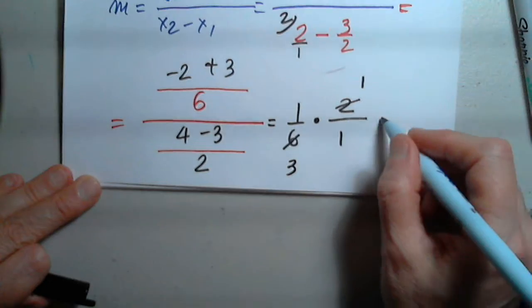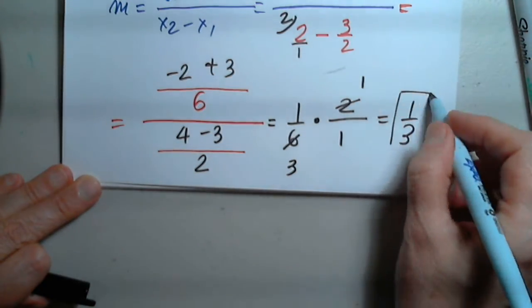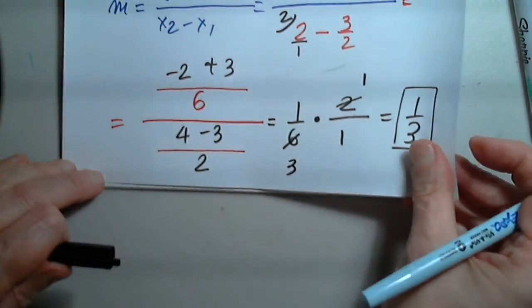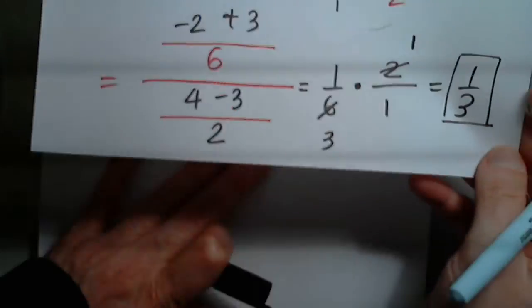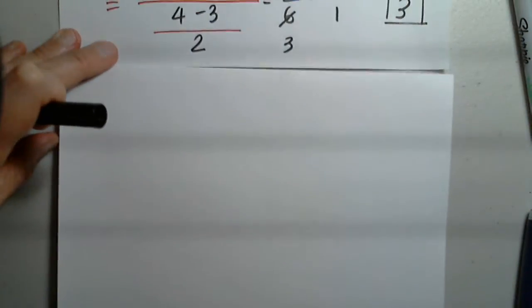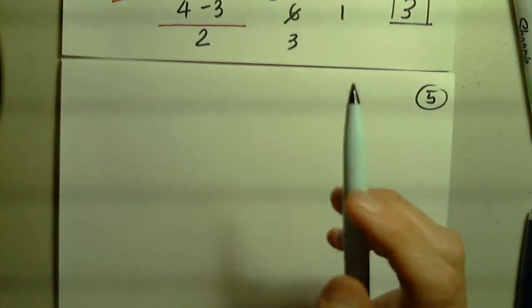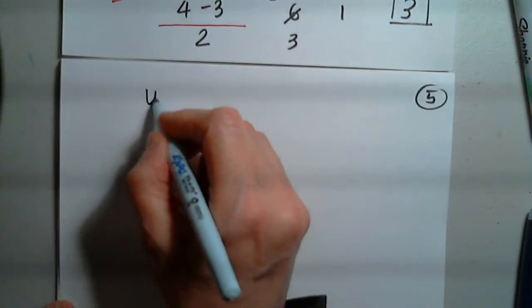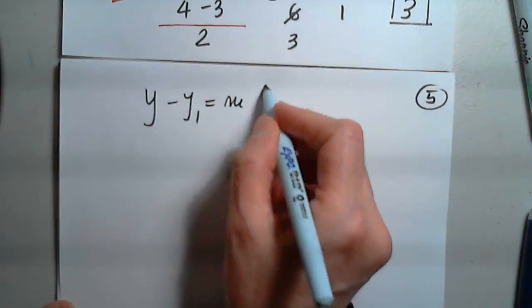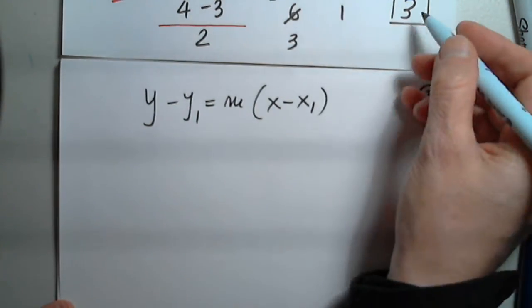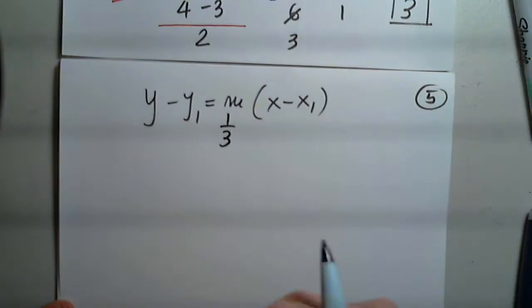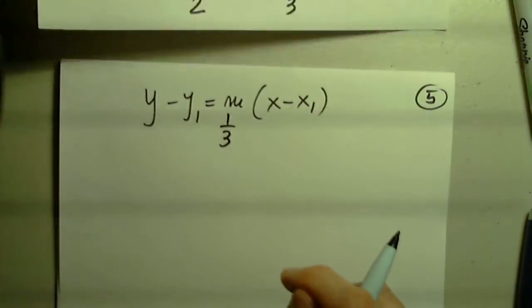3. 1/3. Very good. So the slope is 1/3. And now we're also asked to find the equation of the line. They may not ask us, but I'm adding that in here. So which point would you like to use? Because I am going to use y minus y1 equals the slope times x minus x1, in which the slope was already determined. But now we have to pick a point.